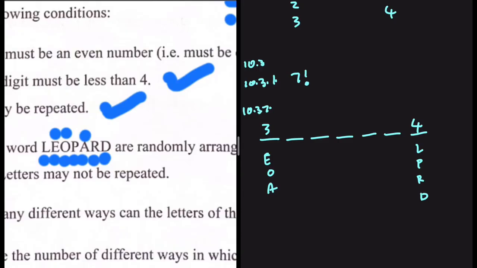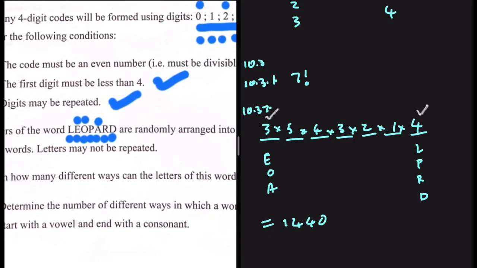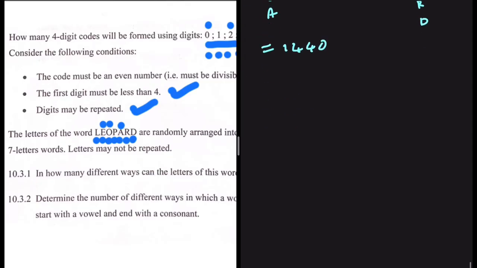We started with 7 letters. Now we have used 2, one to occupy the first spot and another one to occupy the last spot. We are left with 5, so we're going to have multiplied by 5. Now we are left with 4, 3, 2, and then 1. This all equals 1,440.